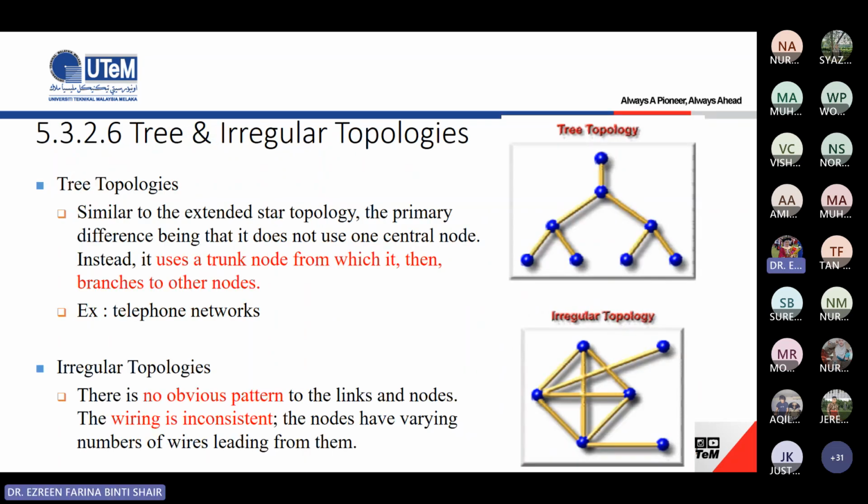Next, we have the tree topologies. Tree topology is similar to the extended star topology. However, the difference is that it doesn't use one central node. Instead, it uses a trunk node.